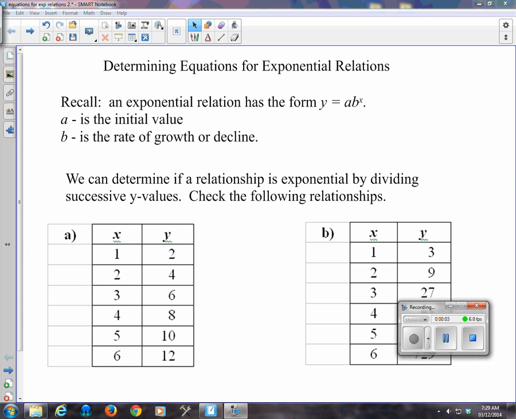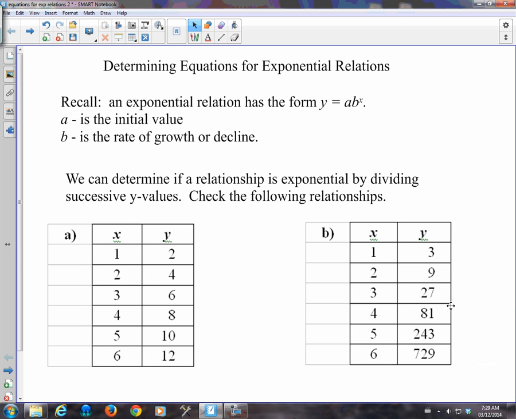Unit 4, Lesson 6. Here we are almost to the end of our exponents. We are going to talk about some applications of exponents and what to do with graphs and word problems. So we're going to look at equations for exponential relations.